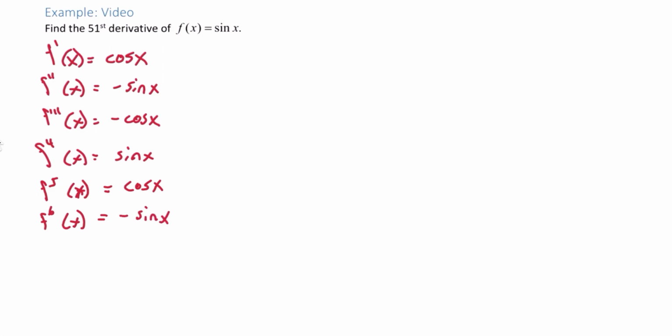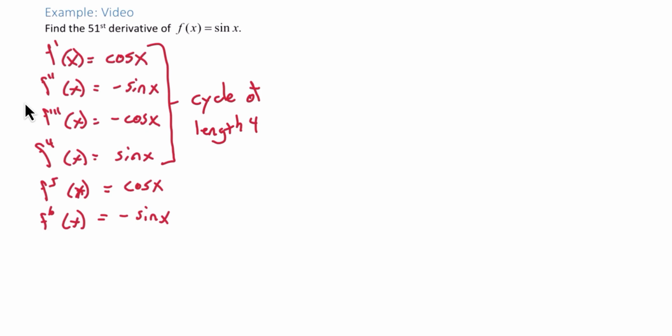We can see that this pattern is going to start repeating. Notice that there's a cycle of length 4. So that pattern is going to continue to repeat forever. So one thing we could do is count 1, 2, 3, 4, 5, 6, 7, 8, 9, 10, 11, 12, and count all the way up to 51, but that might take a little bit of time.